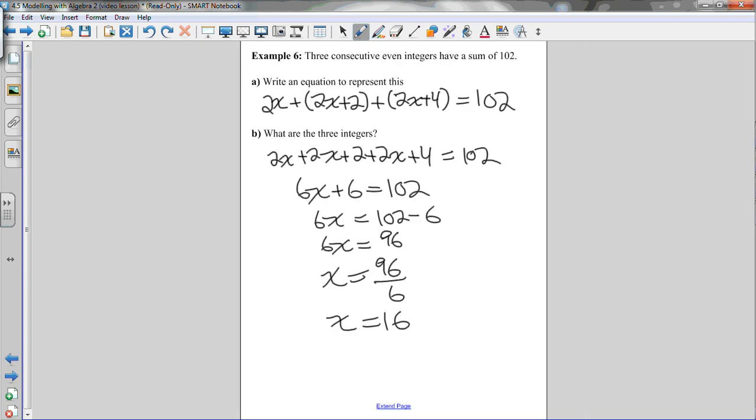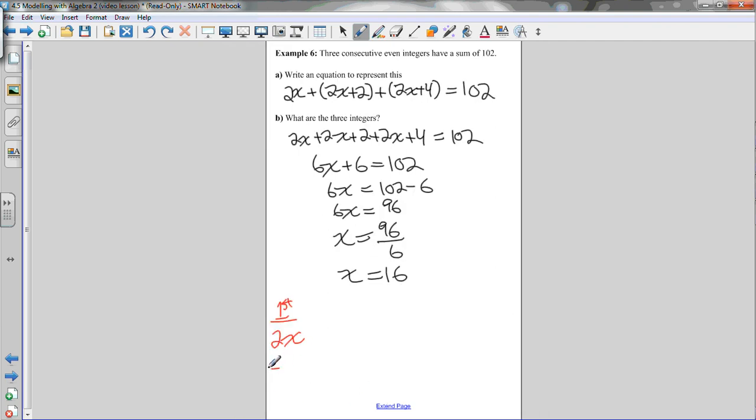So my first integer is 16. Sorry, my first integer isn't 16. My first integer is 2x, which is equal to 2 times 16, which is 32. So my first integer is actually 32. I know x equals 16, but I know my first integer is actually 2x. So my first integer is 2 times 16, which is 32.